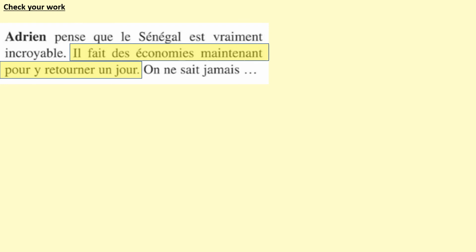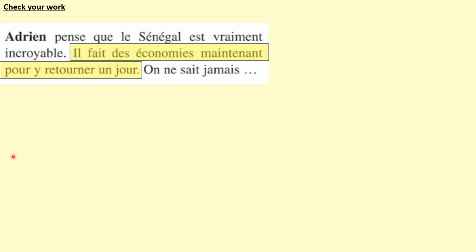Well done. Let's see how you did. Il fait des économies maintenant pour y retourner un jour. Right, there are various components to this sentence. So, il fait, that tells us that this sentence is now in the present tense. Des économies, that looks like a word in English. Maintenant, now. Pour y retourner un jour. We've learnt recently that y means there in French.